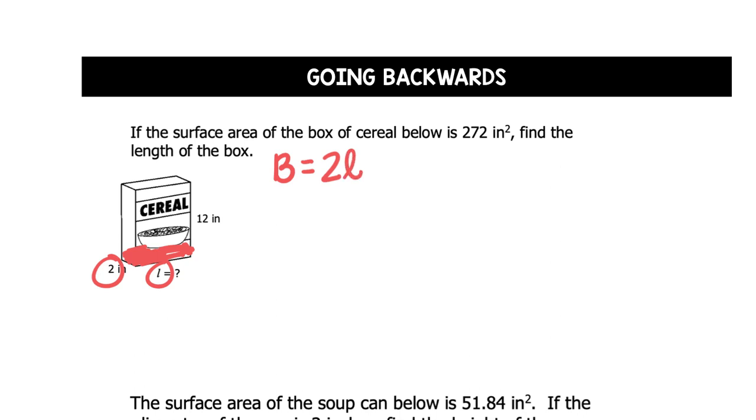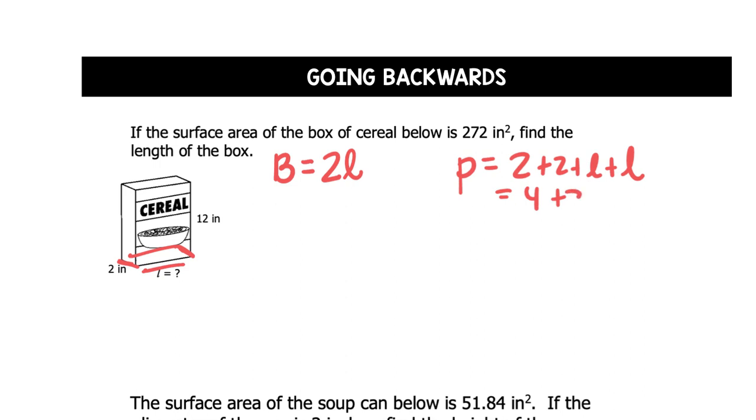Not to be confused with slant height. That L just means length of the base. And then the perimeter of the base, it's a rectangle, so it'd be 2 plus 2 plus L plus L. So this would be 2, this would be 2 over here, and then L and L. So the perimeter would be 2 plus 2 plus L plus L. Combine like terms and you get 4 plus 2L. So now I have an expression for big B and an expression for P, meaning I don't actually know what they equal, but I have something for them that I can plug in.